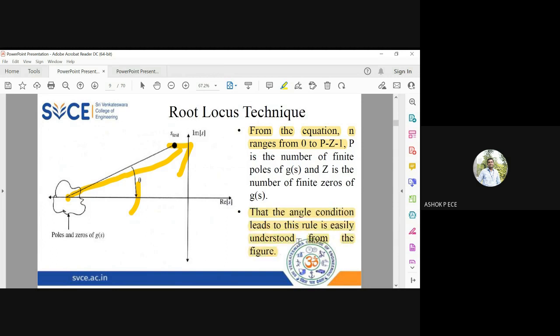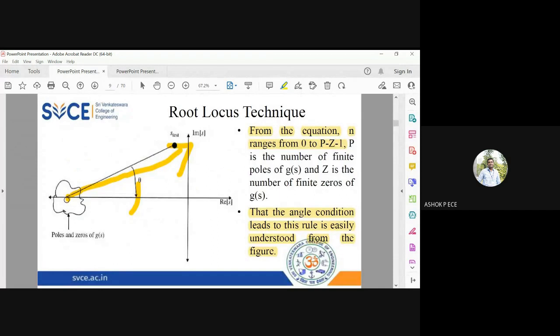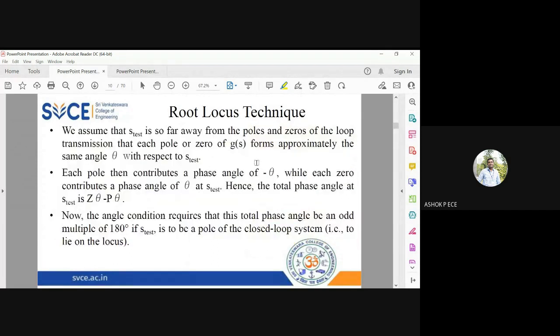The angle can be easily understood from the figure. Some test point is going to be far away from the poles or zeros. I'm going to draw a line from the test point connecting the pole or zero, and measure the angle. Each pole will contribute an angle of minus theta, while each zero will contribute an angle of plus theta. The number of poles is p, so the total angle is minus p theta. The number of zeros is z, so the total is z into theta. So the effective angle is z minus p into theta.